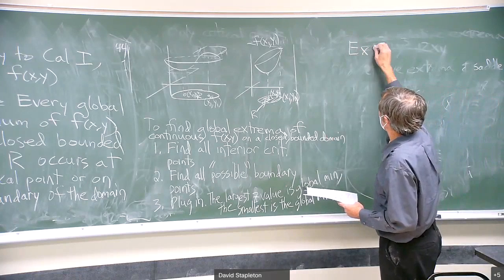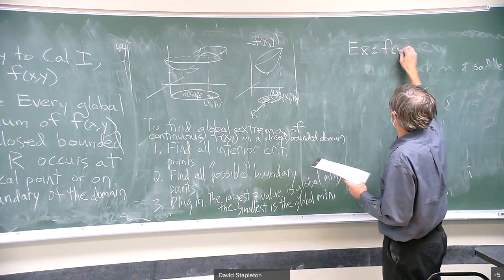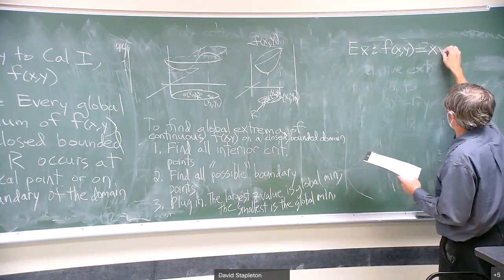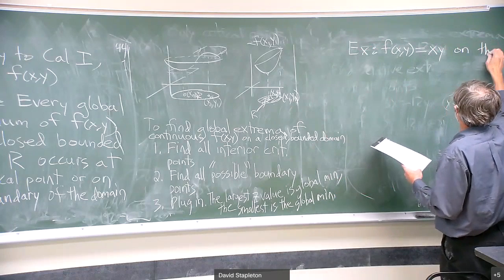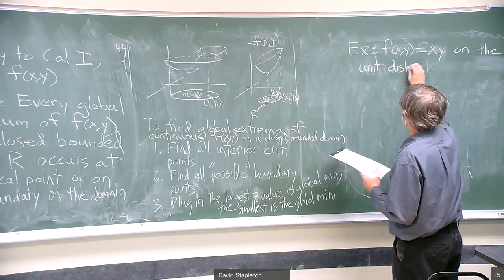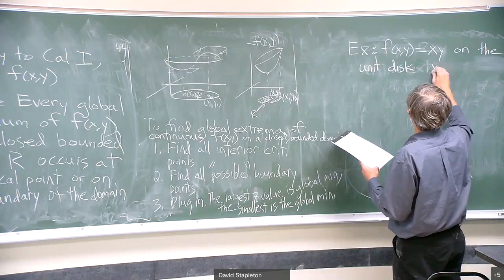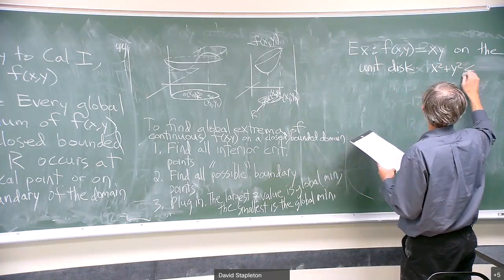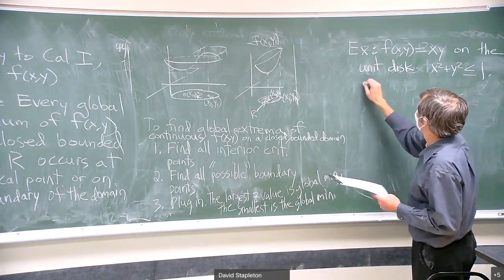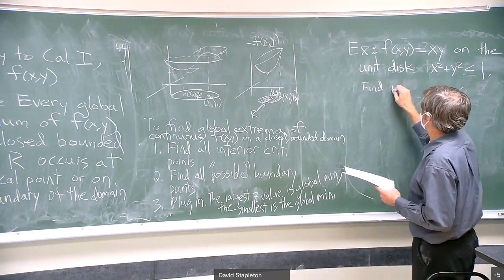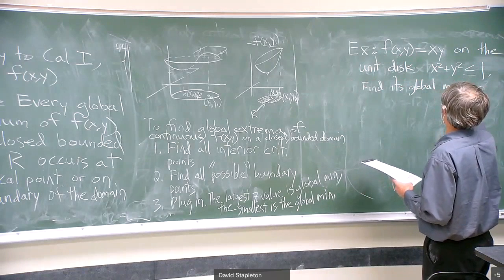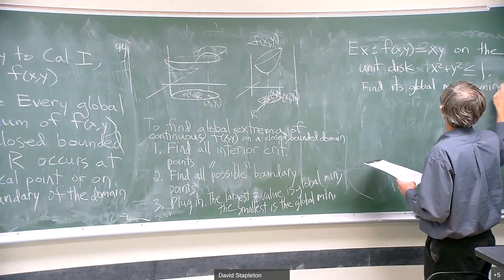I'll start an example. I have to do it next time. Suppose f of x, y equals xy on the unit disk, x squared plus y squared less than or equal to 1. So it's defined on this closed bounded region that's the unit disk. Find this function's global max and min.